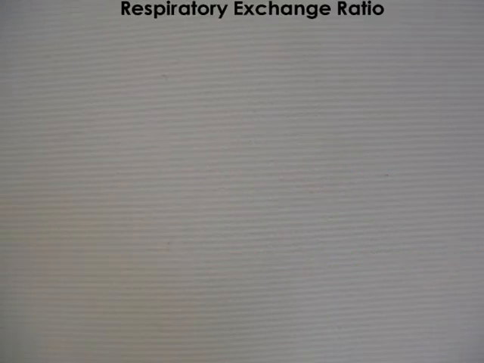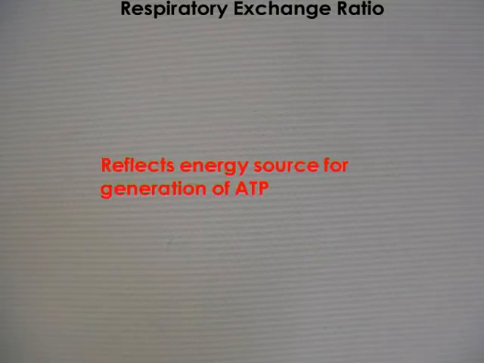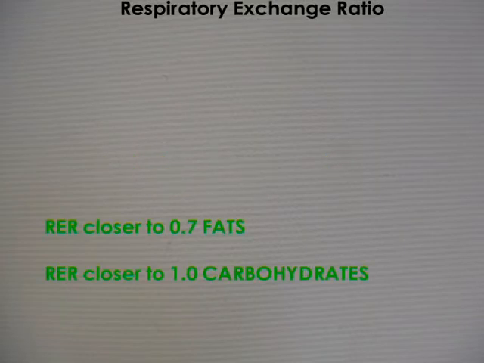The respiratory exchange ratio is the ratio of carbon dioxide production to oxygen consumption, or VCO2 over VO2. At rest and during low-intensity exercise, the respiratory exchange ratio reflects the type of fuel substrates being used by the cells for the production of ATP. For example, a respiratory exchange ratio closer to 0.70 suggests that primarily fats are being used for the production of energy, whereas a respiratory exchange ratio closer to 1.0 suggests that primarily carbohydrates are being used.